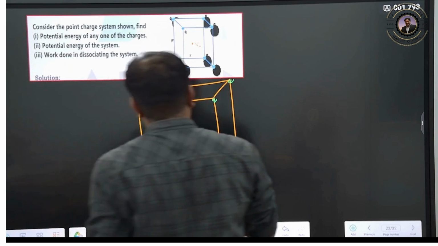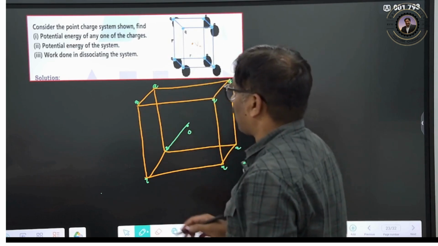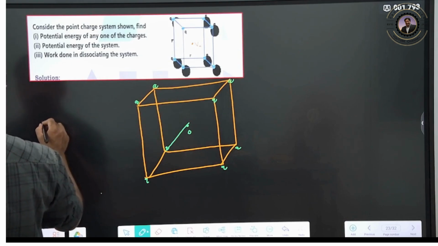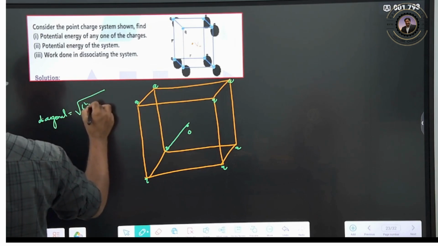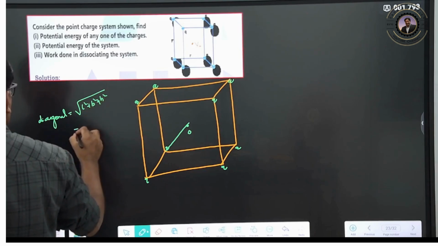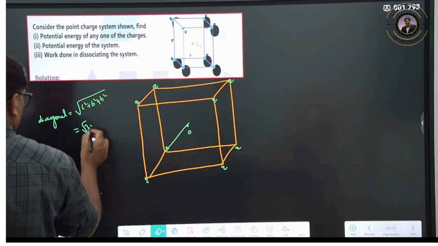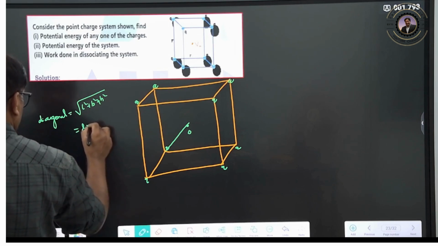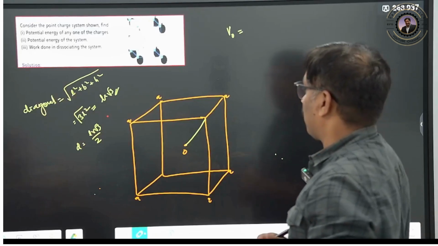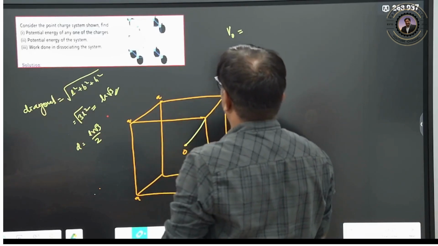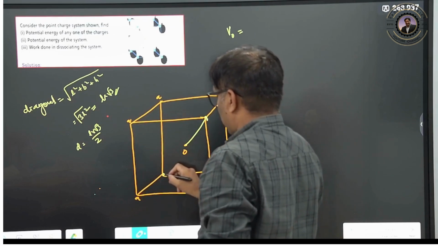So what will the distance be now? This distance is nothing but half of the diagonal length. What is the diagonal length of the cube now? The diagonal of a cuboid is the square root of L square plus B square plus H square. For a cube all sides are the same, therefore 3 into L square under the root, so L root 3. Clear? So for all charges we want to calculate the potential at the center. How many charges are there now? 1, 2, 3, 4, 5, 6, 7, 8. 8 are there.